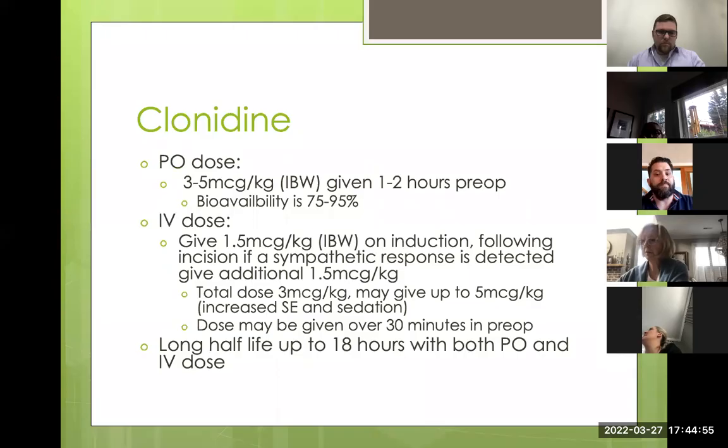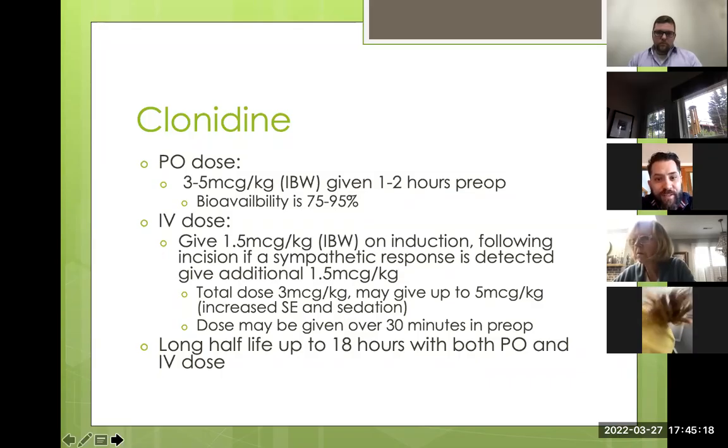Next slide. So if you're going to use clonidine, you can give PO 3 to 5 mics per kilo, 1 to 2 hours before. The bioavailability is very wide on this, 75 to 95%. If you can get the IV, it's going to say for epidural use only, but you can give it intravenously.